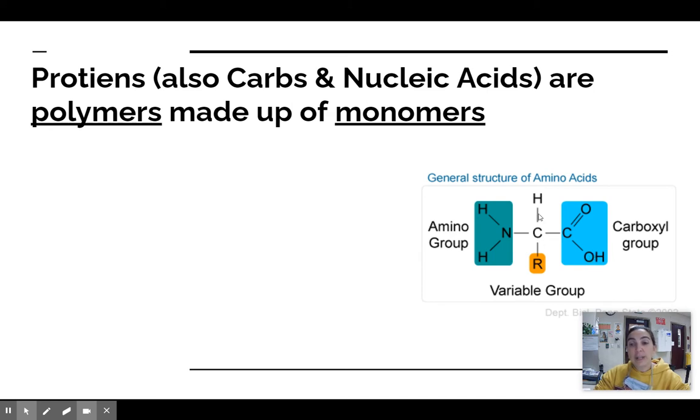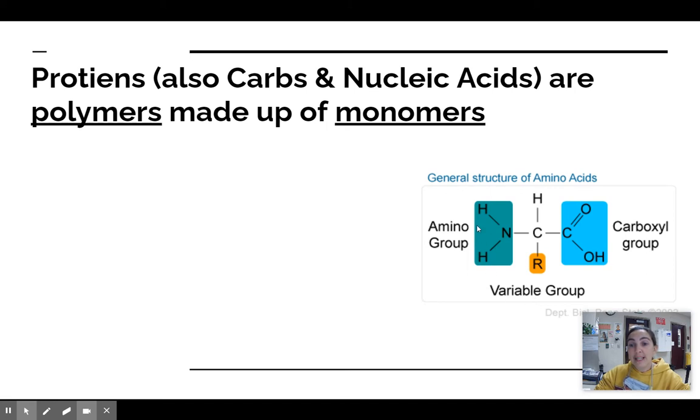The central carbon is attached to a hydrogen, but it's also bonded to what's often just represented as an R or the R group. R is not an actual element. If you look at your periodic table, the R in this diagram stands for the part of the molecule that's different in every single amino acid.